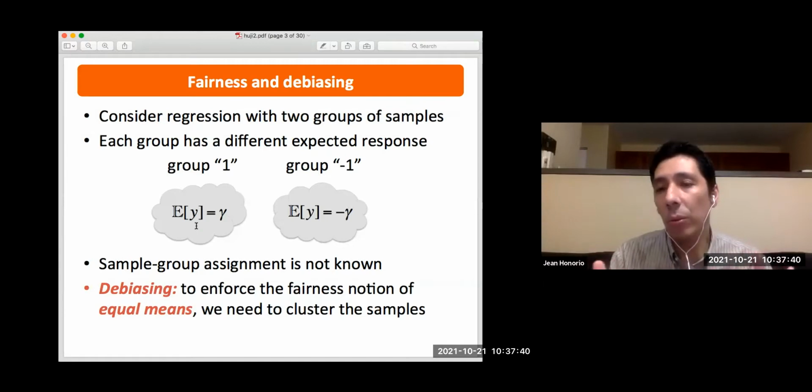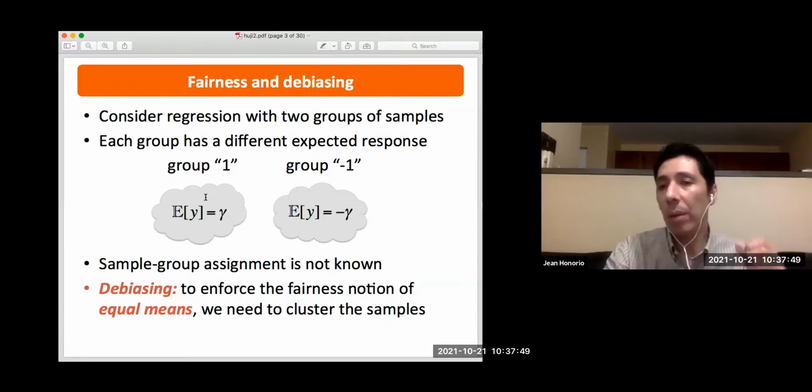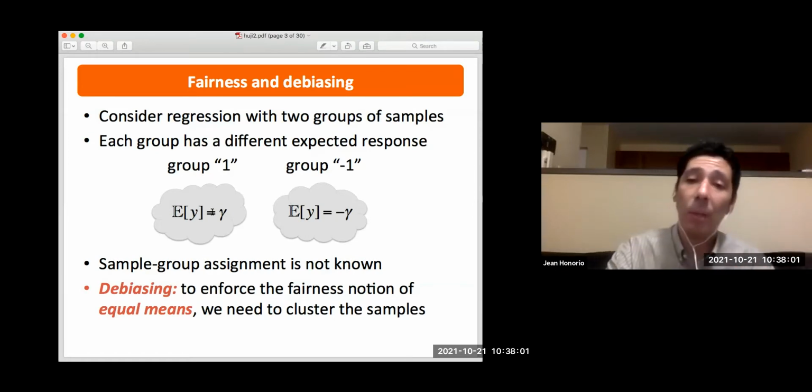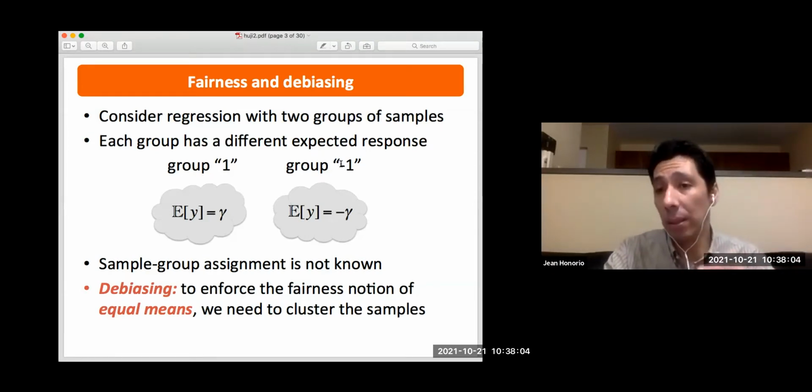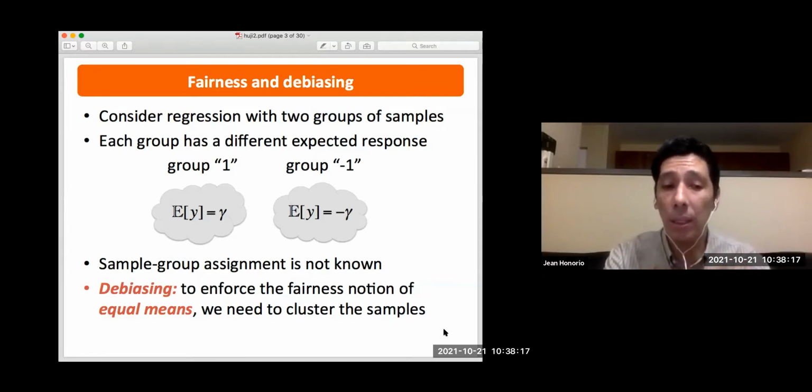Now, what can this be useful for? So one possible use of this is to do some sort of debiasing. So the idea is that if I was able to cluster the samples in the two groups and at the same time do the regression, then if I know that the samples fell into the group 1, where the expected value is gamma, I can subtract gamma from that group. And for all the samples that fell into the group that is labeled -1, I can add the value of gamma for the second group, and then the expected value in both groups will be 0. And that would enforce a fairness notion that is known in the literature as the equal means fairness notion. But of course, for that, we need to cluster the samples.